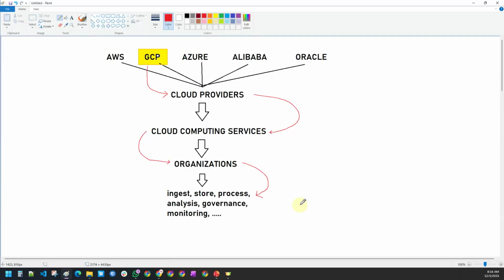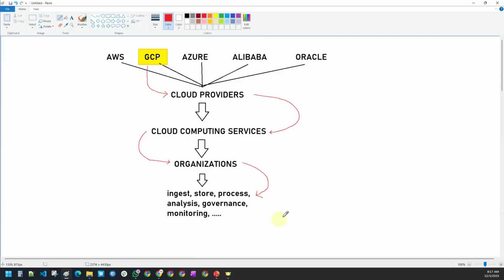supermarket, right, you will find multiple varieties of chocolate brands. You have a Milky Bar, a Kit Kat, a Dairy Milk, different chocolates, right? The purpose of each chocolate is the same, to serve you. The same thing here also: there are multiple cloud providers available in the market, such as AWS, GCP, Azure, Alibaba, Oracle, and IBM. All these are cloud providers available in the market. They provide cloud computing services for organizations, so that one can ingest the data, store the data, process the data, analyze the data, and visualize the data.